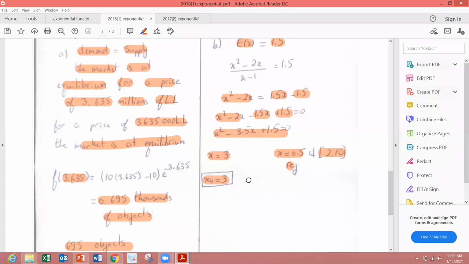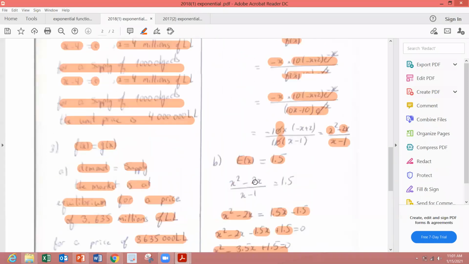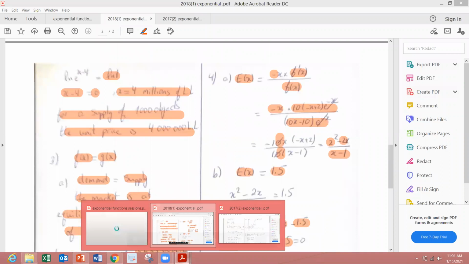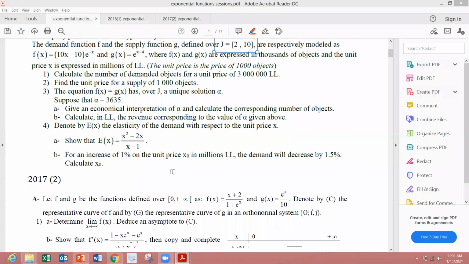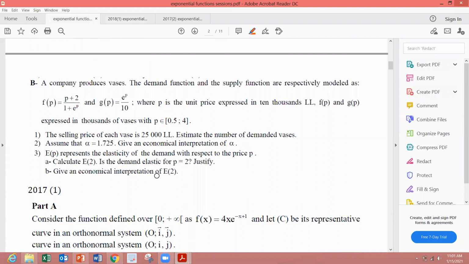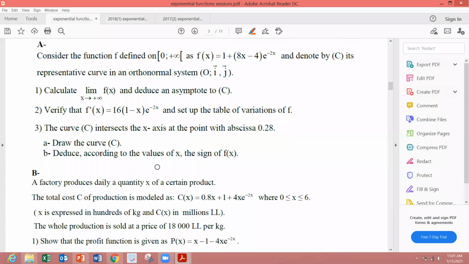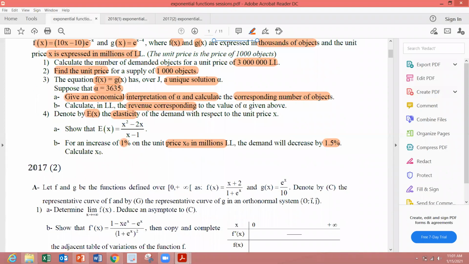Okay, this is all about this exercise. Any questions about this exercise? No. Okay, for Monday, please prepare the 2017 exam, the second one. We solved 2018 and 2008.